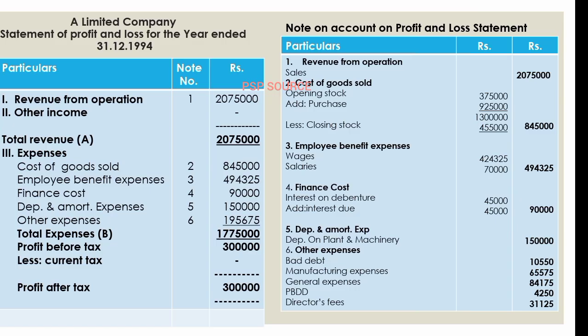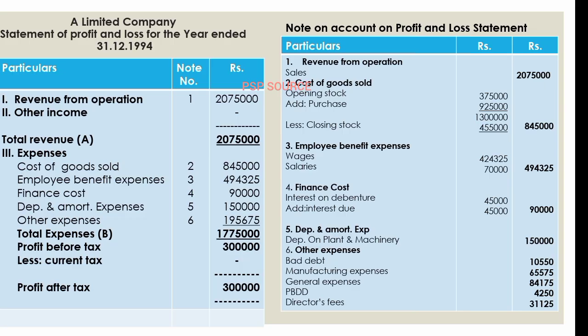Expenses are: cost of goods sold rupees 8 lakh 45,000. Employee benefit expenses rupees 4 lakh 94,325. Finance cost rupees 90,000. Depreciation and amortization expenses 1 lakh 50,000. Other expenses rupees 1 lakh 95,675. On the right side I have also prepared notes for the profit and loss statement. You can refer to it, guys.